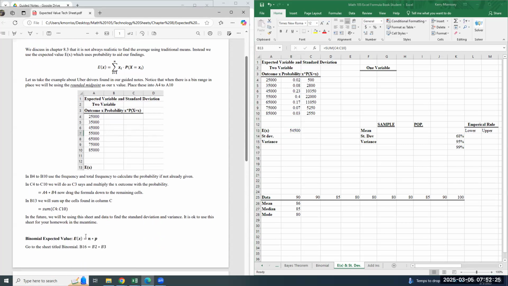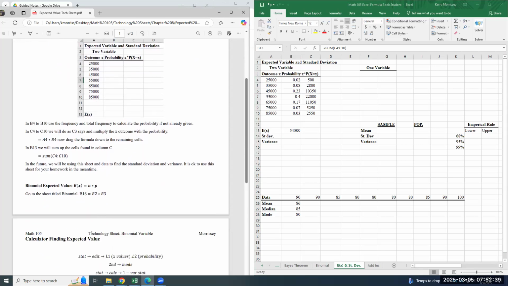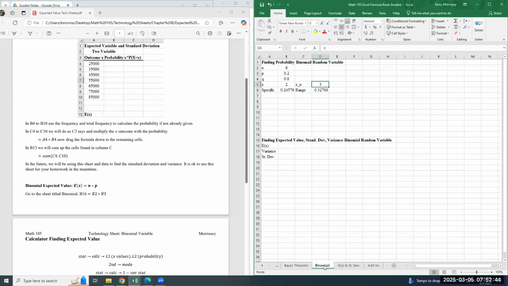So it says in the future, we will be using this sheet and this data to find your standard deviation and variance. It's okay to use your sheet for this one for your homework in the meantime. We will still be working on this later on. So now we also talked about the binomial expected value. So we're going to go over to where it says binomial here. And you'll notice that down here, we have some cells for your expected value and your variance and your standard deviation. Again, these will come later. We're going to be interested in your expected value.